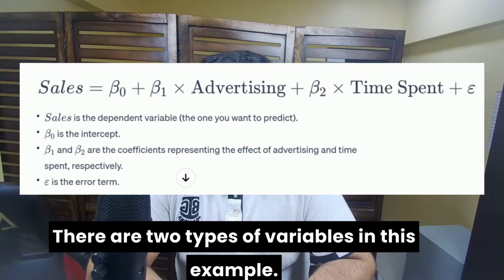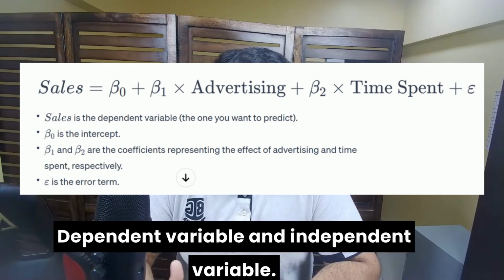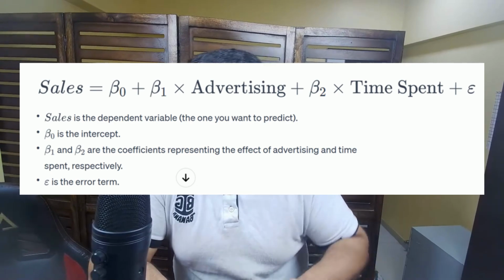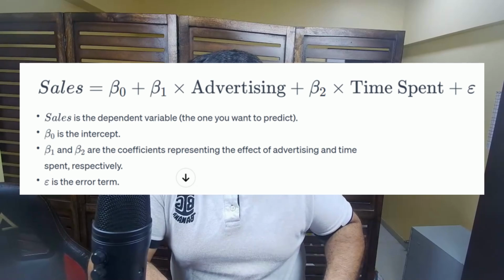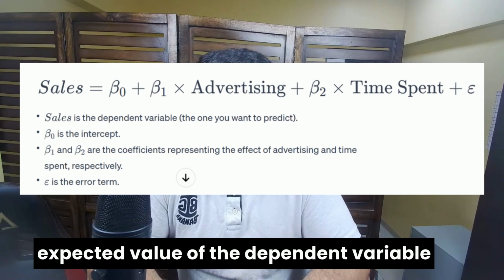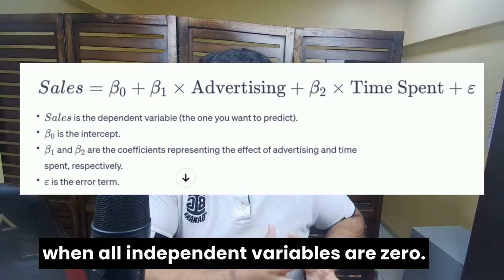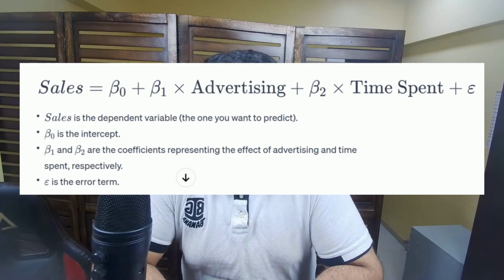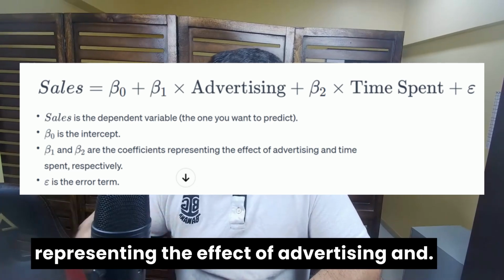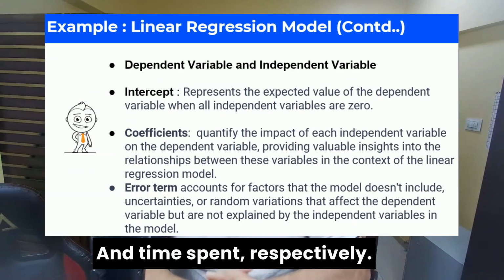There are two types of variables in this example, dependent variable and independent variable. Sales is a dependent variable. Beta 0 is the intercept. In simpler terms, intercept represents the expected value of the dependent variable when all independent variables are 0. Beta 1 and beta 2 are coefficients representing the effect of advertising and time spent respectively.